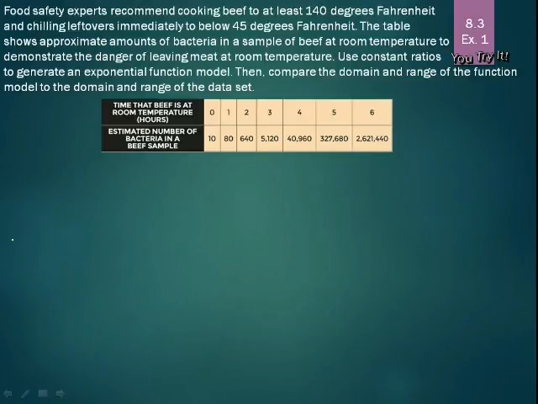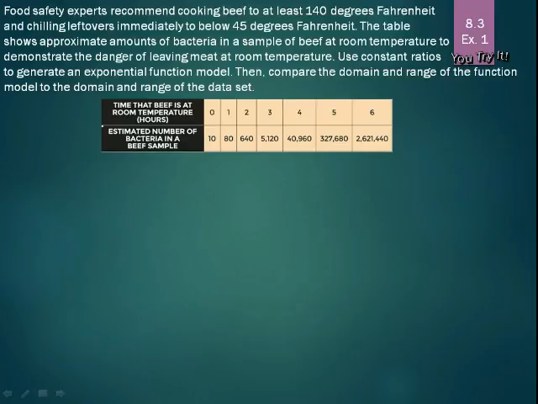Food safety experts recommend cooking beef to at least 140 degrees Fahrenheit and chilling leftovers immediately to below 45 degrees Fahrenheit. The table shows approximate amounts of bacteria in a sample of beef at room temperature to demonstrate the danger of leaving meat at room temperature. Use constant ratios to generate an exponential function model. Then compare the domain and range of the function model to the domain and range of the dataset.